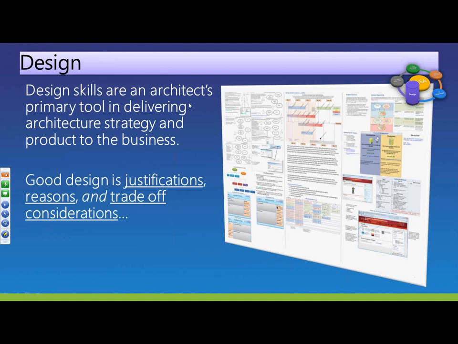The thing about design is that good design is justifications, reasons, and trade-off considerations. It's not pretty pictures. That's what we get associated with our architectural designs, because we put the pretty pictures on our wall, but they're diagrams that really depict our justifications, reasons, and trade-off considerations. And the key is it encompasses the decisions made.